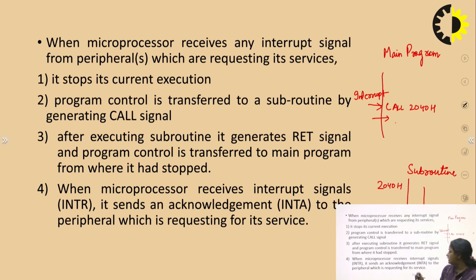Now, what is INTA? This is not an interrupt. Students might often get confused with RST 7.5, RST 6.5, RST 5.5, TRAP, INTR and INTA. INTA is not an interrupt. This is called interrupt acknowledgement, and this is an active low signal. For INTA, we always have a bar over it, which means that it is an active low signal.